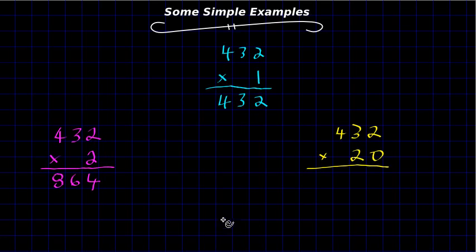As an even more interesting example, let's multiply 432 by 20. That's almost as easy because multiplying by 20 is the same as multiplying by 2 and then shifting over one place. So let's do that. I have a 0, and then we're going to have a 4, and 6, and an 8. So the answer is 8,640.